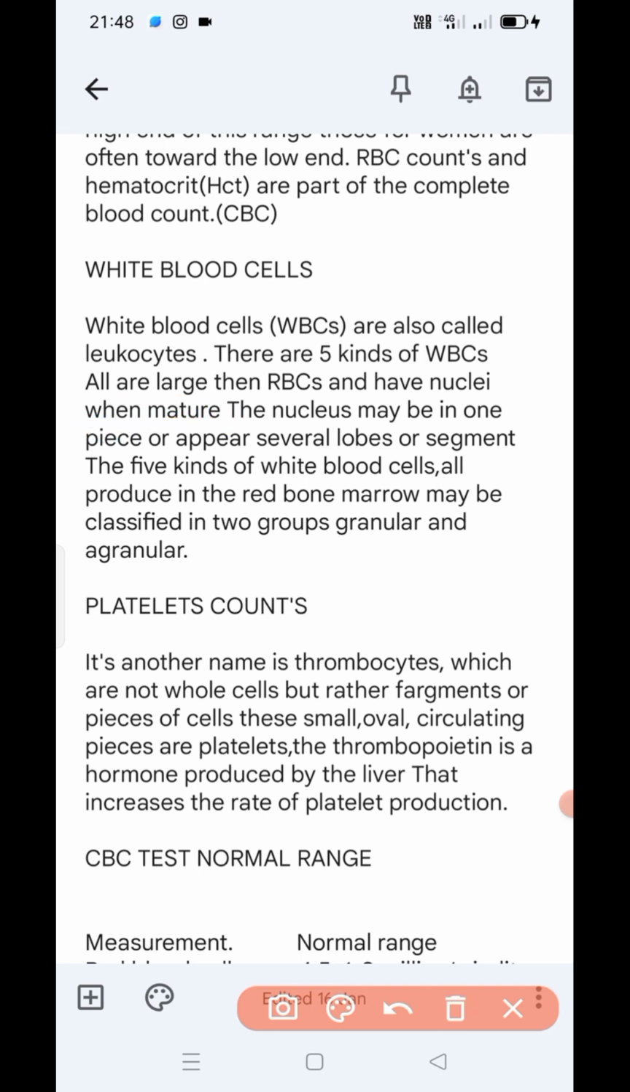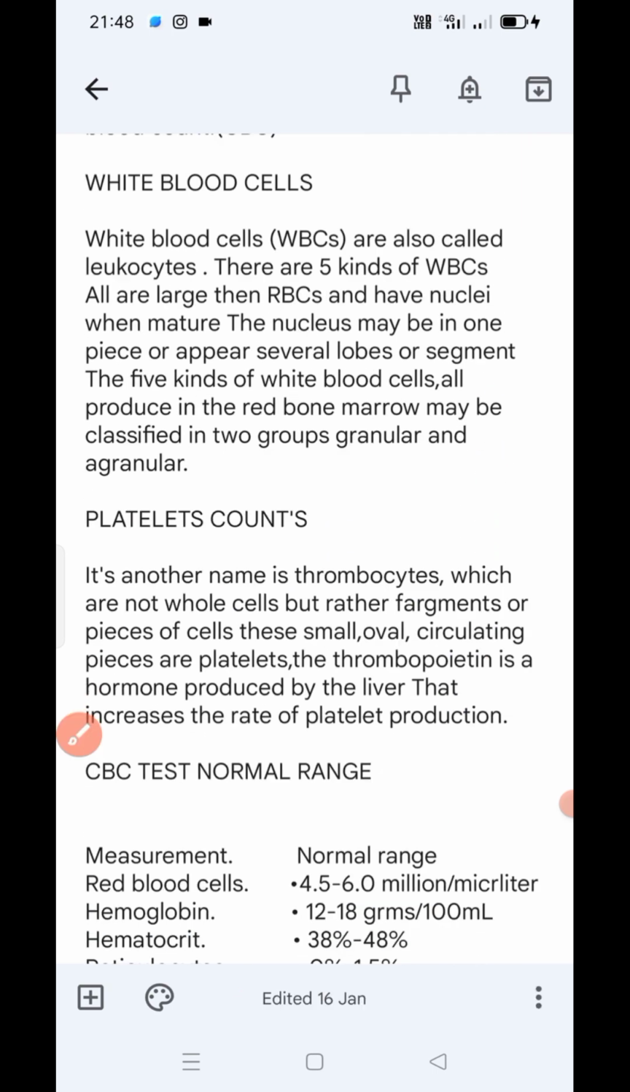When mature, the nucleus may be in one piece or appear as several lobes or segments. The 5 kinds of WBCs, white blood cells, all produced in the red bone marrow, may be classified in two groups, granular and agranular.